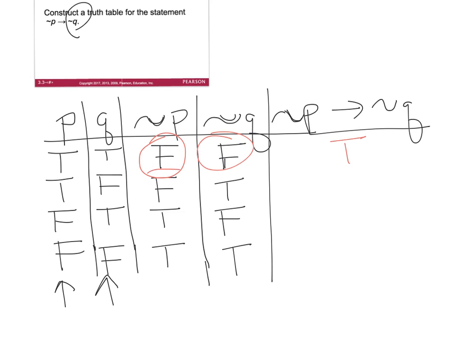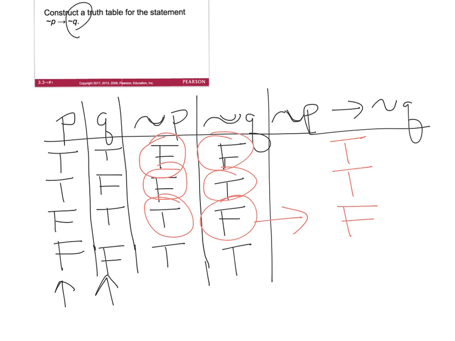In our second case, we have false, true, true statement. Our third case, we have true, false. That is the one and only time the conditional comes out to be false. And in our last case, we get a true, true, which is a true statement.